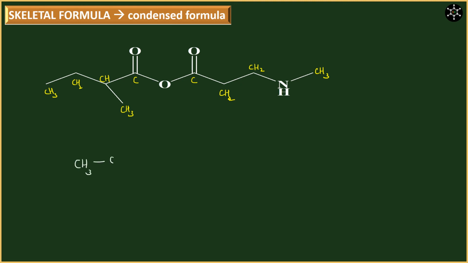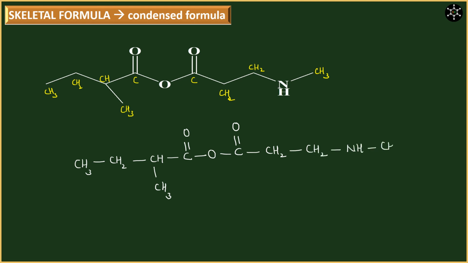The condensed formula for this molecule will be CH3 connected to CH2 connected to CH. This is connected to CH3 downwards. On the other side, connected to carbon. That is connected to two oxygen atoms, one with a double bond, another one with a single bond. This is connected to another carbon, which is further connected to a double bond O and to a CH2, another CH2, NH, CH3.